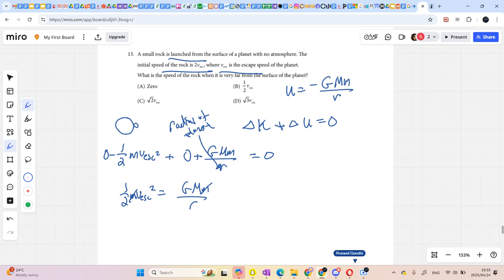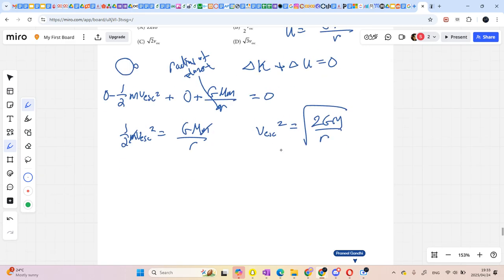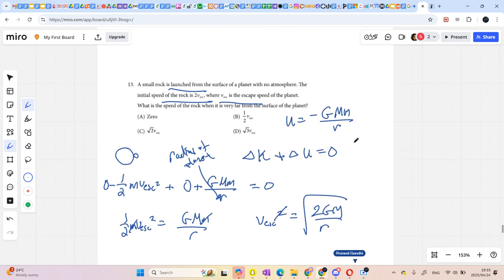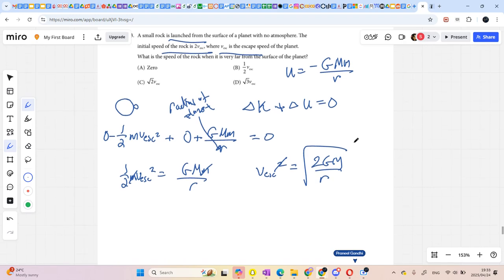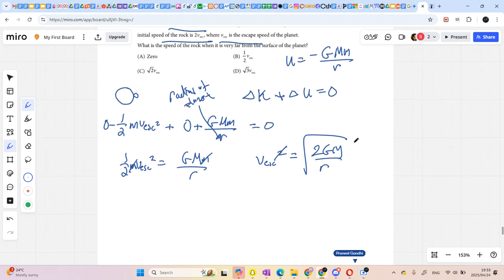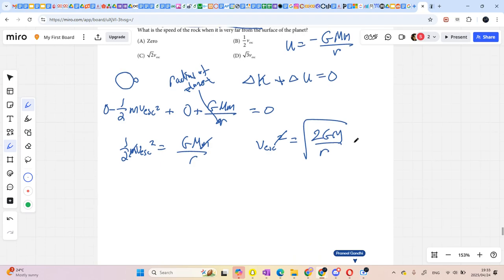So v escape squared is going to be equal to 2GM over r. Take the square root of that, then we can get rid of that squared right there. So v escape is equal to the square root of 2GM over r. What's going to happen here is we're now going to consider our scenario where we're launching it with double the escape velocity.